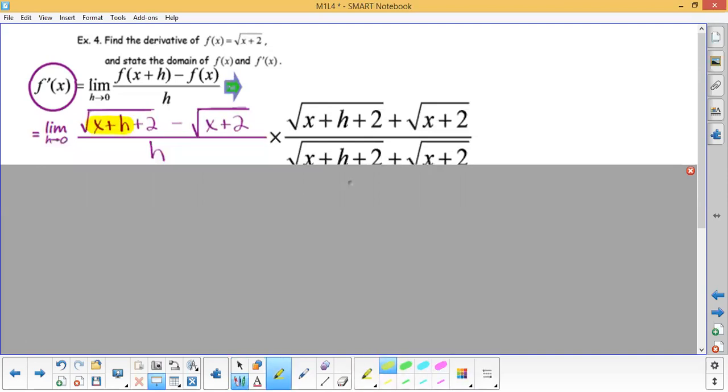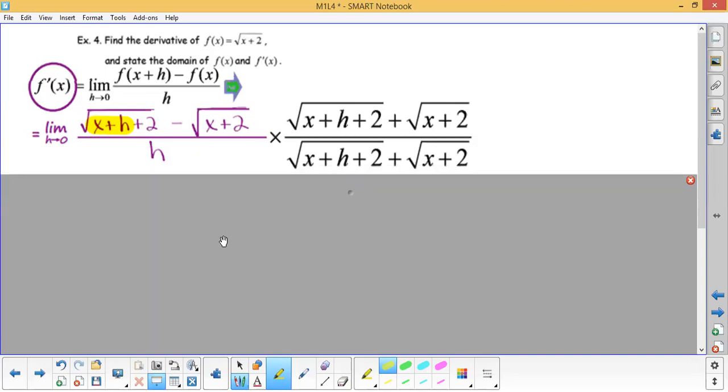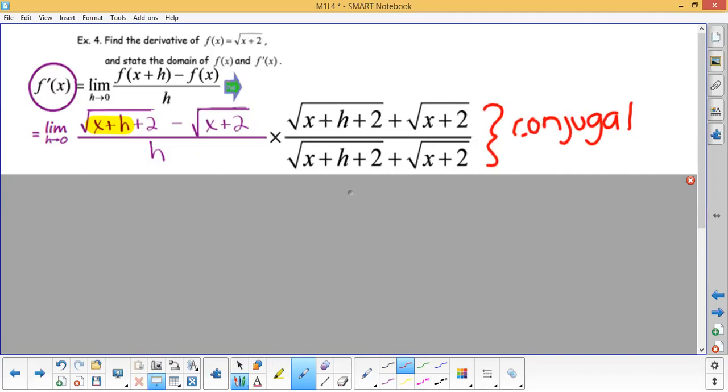And where I have f of x, I can substitute the function just the way it is, all over a denominator of h. Now, my radical is in the numerator. That means I need to rationalize the numerator. So I'm multiplying by the conjugate. This gets more tricky when you have radicals in the numerator and the denominator, then you have to rationalize both. But here we're just rationalizing the numerator.